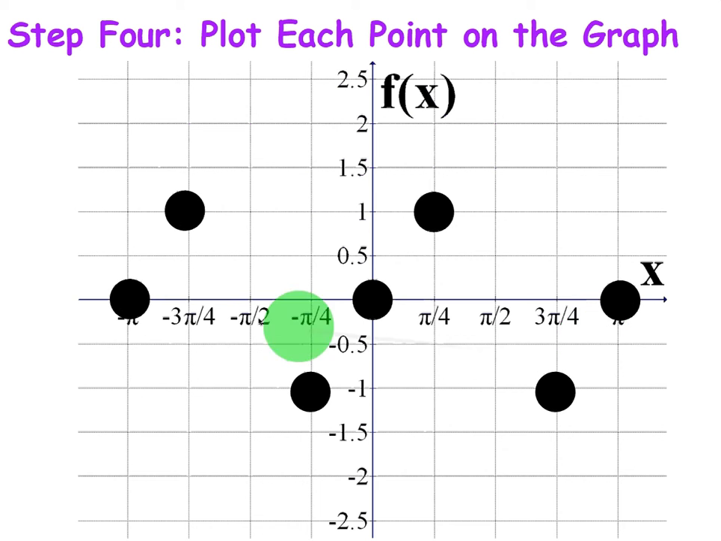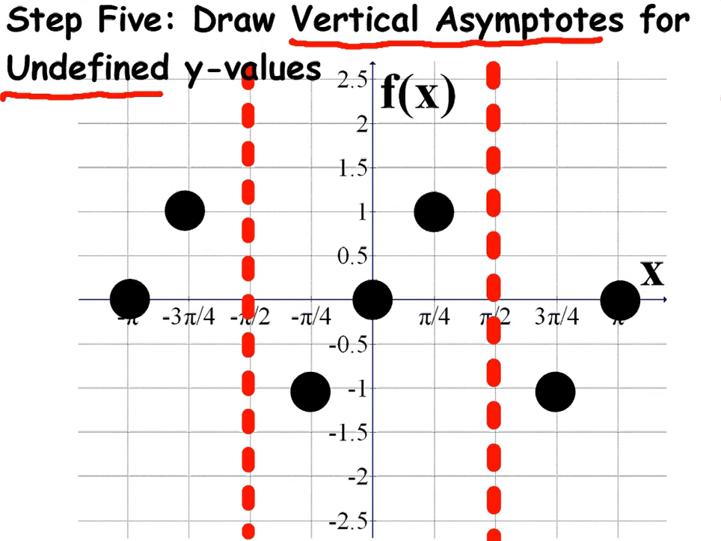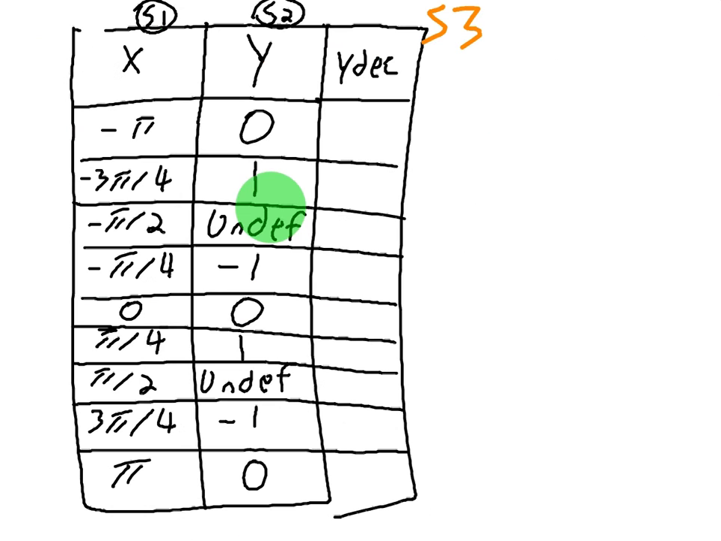Now obviously, I have no clue how to connect these dots, right? They're all over the place. That's why we're going to do step 5. Remember, we mentioned this before. You're going to draw vertical asymptotes for each undefined y value. So for example, if we look at negative pi over 2 comma undefined, we can't plot that as a point, but what we can do is plot an asymptote right there.